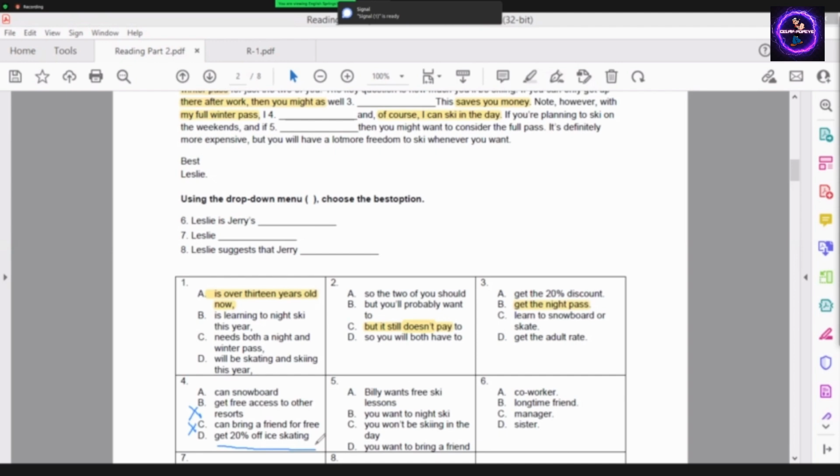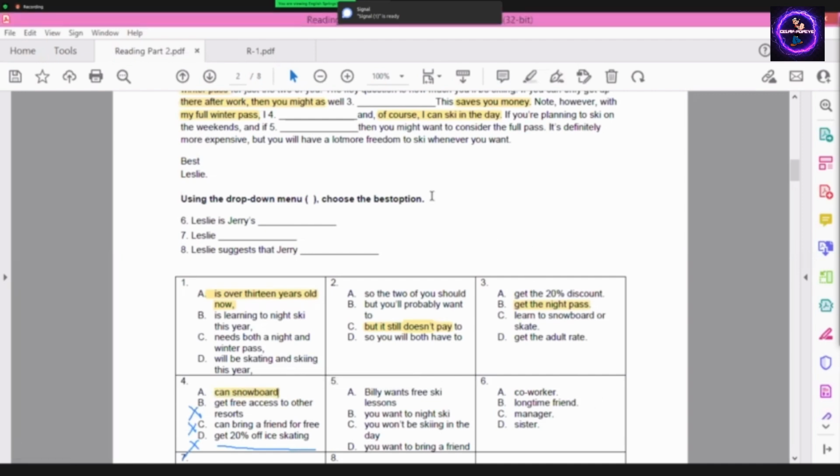Ice skating is an event, right? Yes. So ice skating is not there. On ski equipment, you have this 20% discount. So that can be eliminated. You can only snowboard. I can snowboard and I can ski in the day. Yeah, that's what he's trying to suggest. Right.